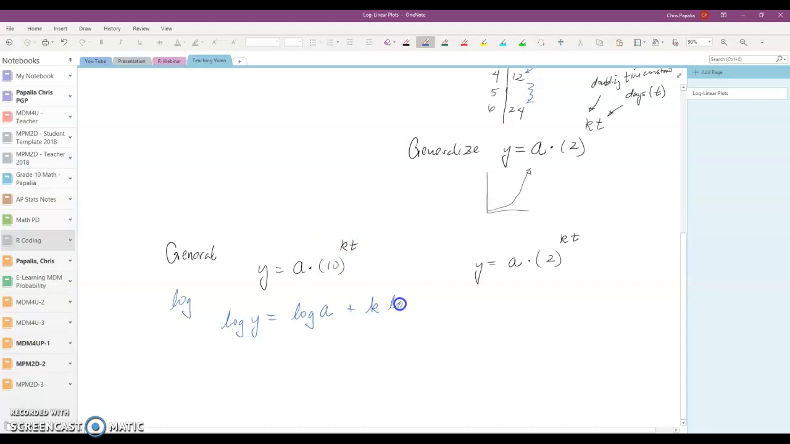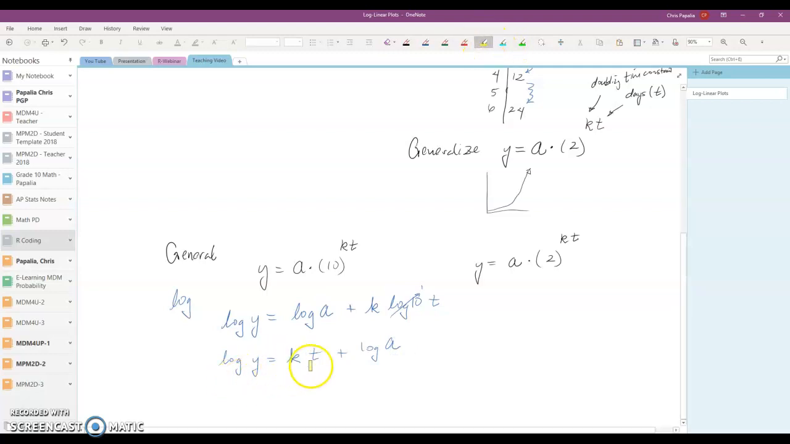K log 10. Now log 10 is a special value. It equals 1. And then I've got a t here. So let's rewrite this. The log of y equals, and I'm going to change the way this is organized. So log base 10 of 10 is 1. Okay, so we're going to say this is kt plus log a. And what we've got here is actually really interesting.